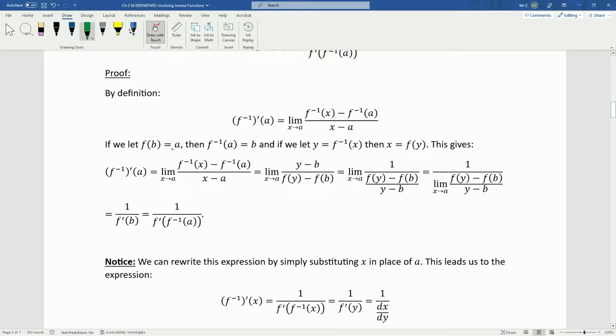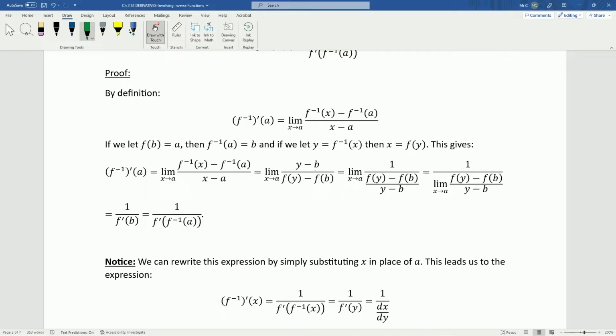So if we let f of B equal A, right, so we're just choosing that notation that B is the input that corresponds to the output A, then that would mean f inverse of A is B, and we let y equals f inverse of x, so we switch inputs and outputs, x would be equal to f of y. So we can make these substitutions into our definition of the derivative, and f inverse of x becomes written as y. F inverse of A becomes written as B. F of y replaces x, and f of B replaces A.